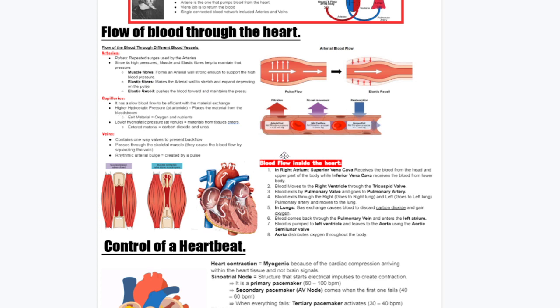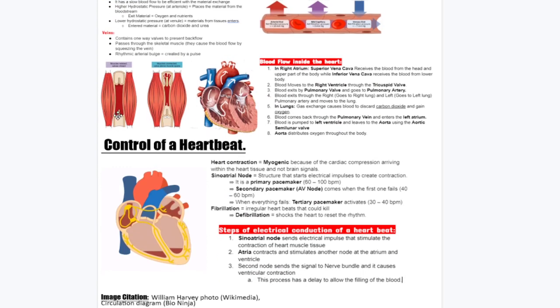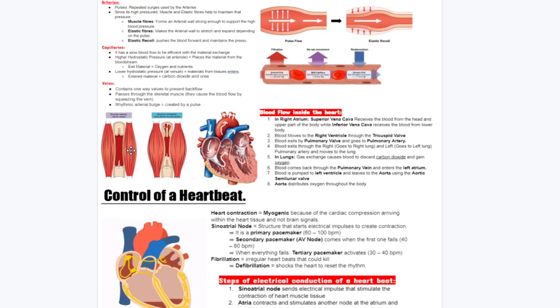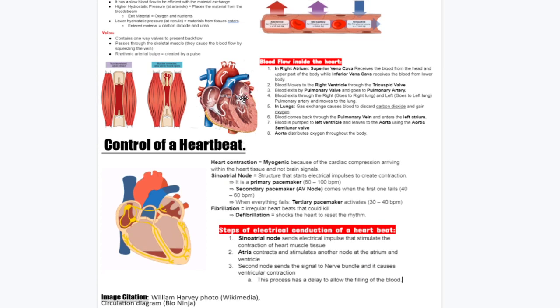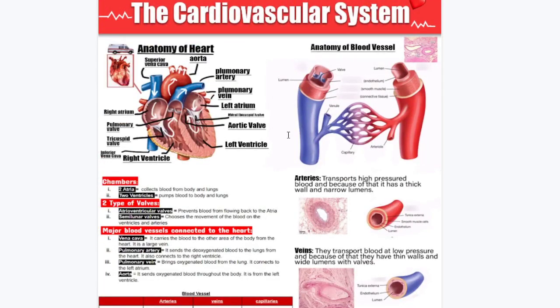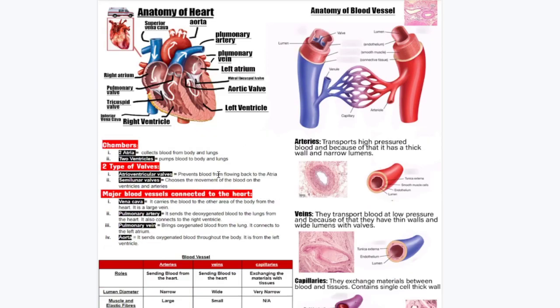Capillaries, structures here, veins. For veins especially, it is important to know that skeletal muscle helps the movement of the blood. So the most important part is here, blood flow inside a heart. Step 1 is starting from the right atrium. Everything is labeled here, so you can follow that.